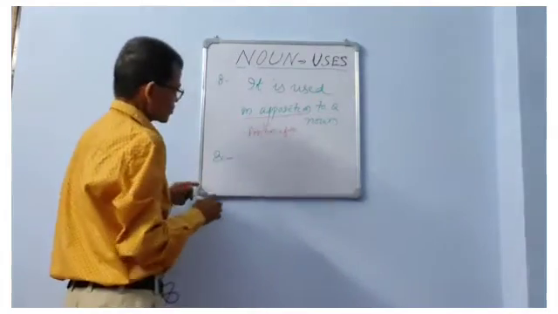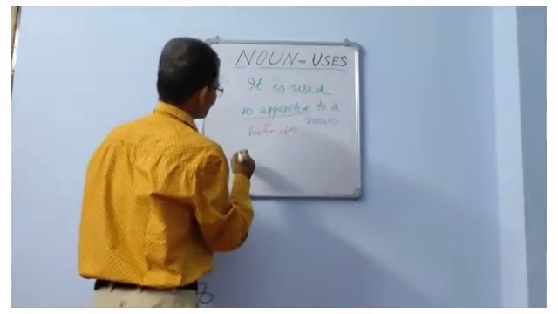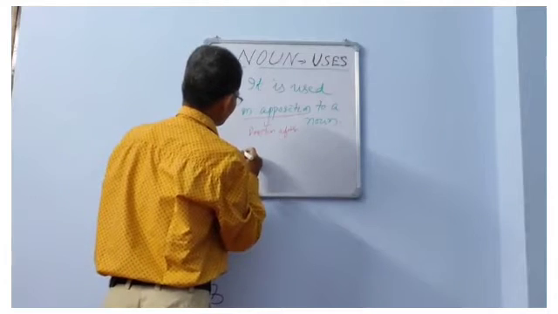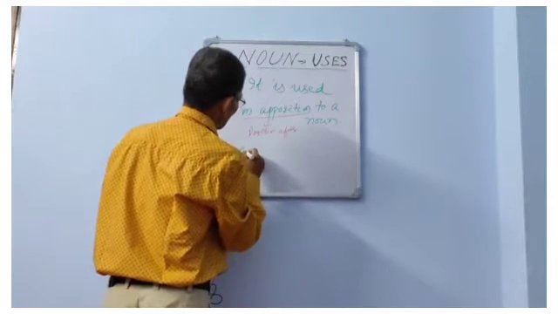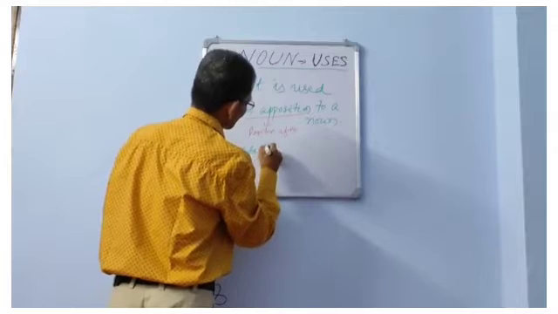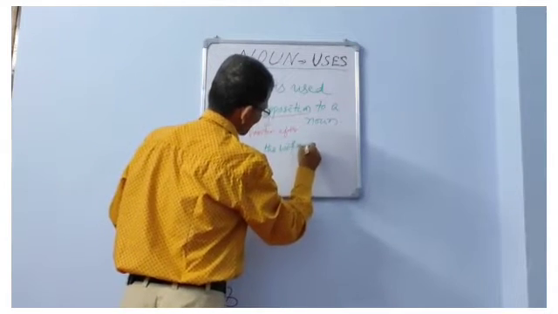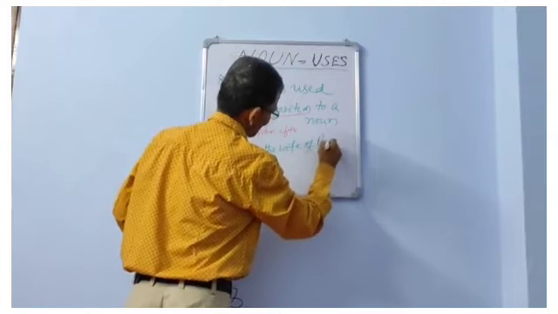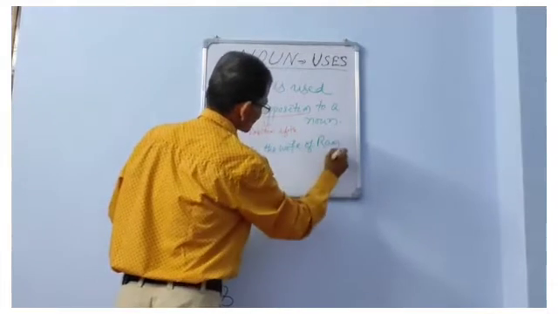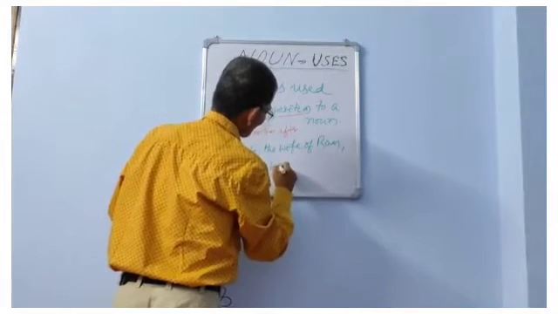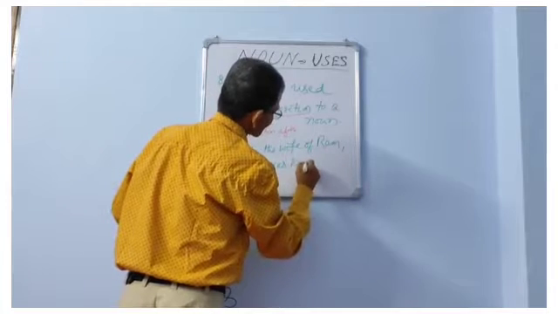Now you see: Sita, the wife of Rama, was kidnapped.